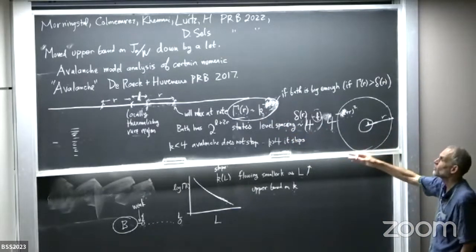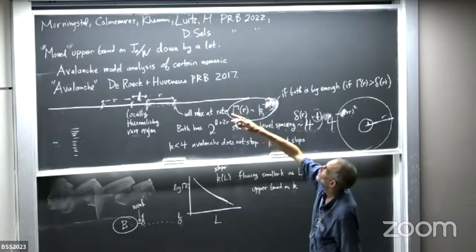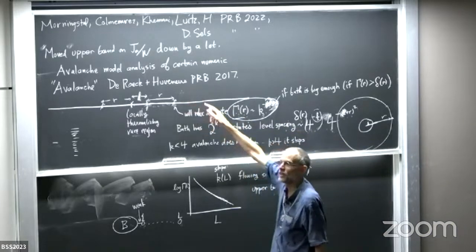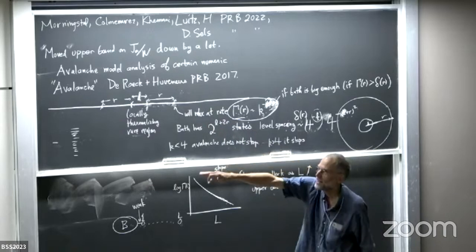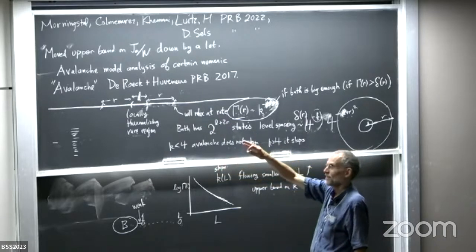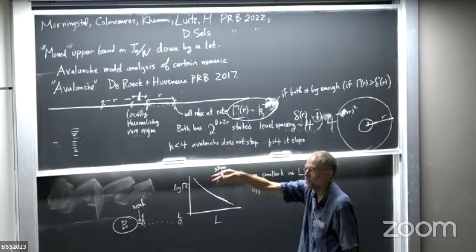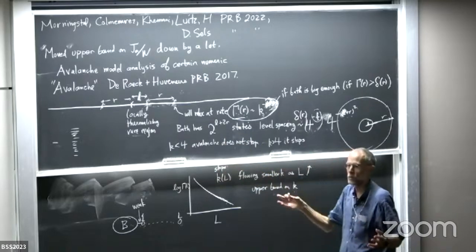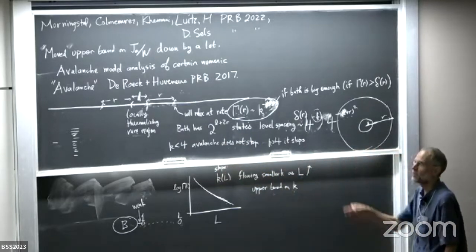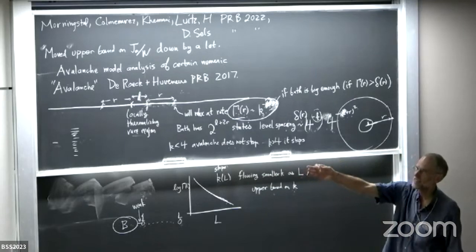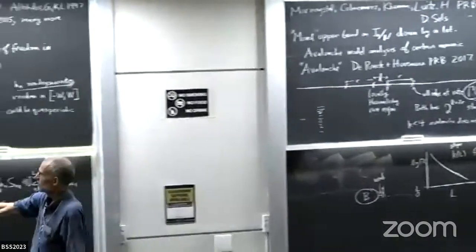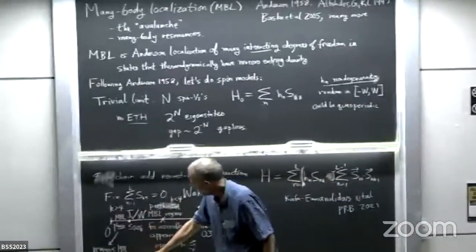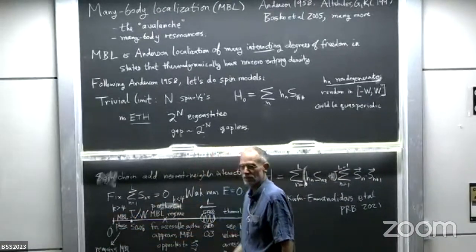So that tells you, and this is in the Roeck and Huveneers, the avalanche happens at any J. The avalanche won't stop at any non-zero J in more than one dimension. So the MBL phase doesn't exist. J_c goes to zero in this limit in 2 dimensions.